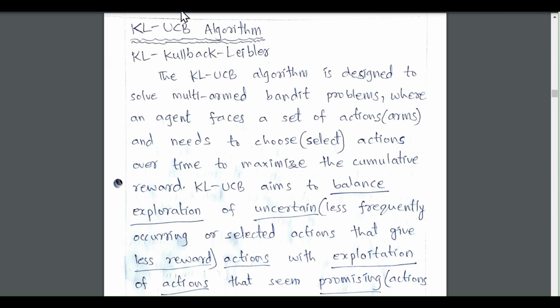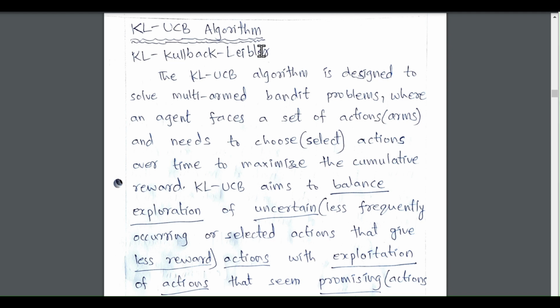In this video, we are going to discuss the KL-UCB algorithm. Here, KL divergence is named after two mathematicians, Kullback and Leibler. In 1951, Kullback and Leibler published a paper titled On Information and Sufficiency, where they introduced the concept of KL divergence. KL divergence has since become a fundamental concept in information theory, statistics, and machine learning.